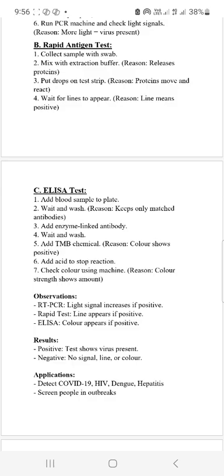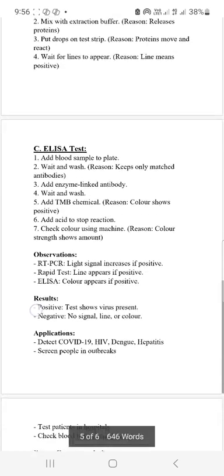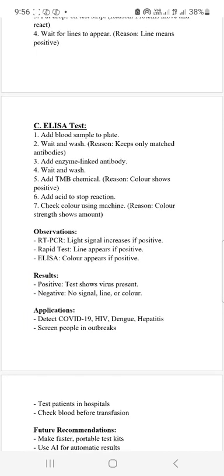Now what you are observing in RT-PCR, you are observing the light signal. If the light signal increases, it's a positive test, means virus is present. In rapid test, you see the line. If line appears on the strip, the test is positive, virus is present.